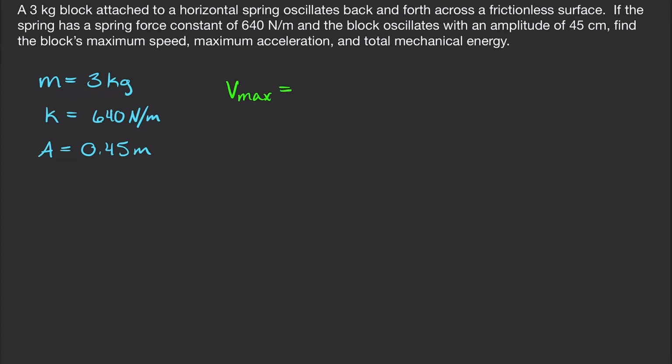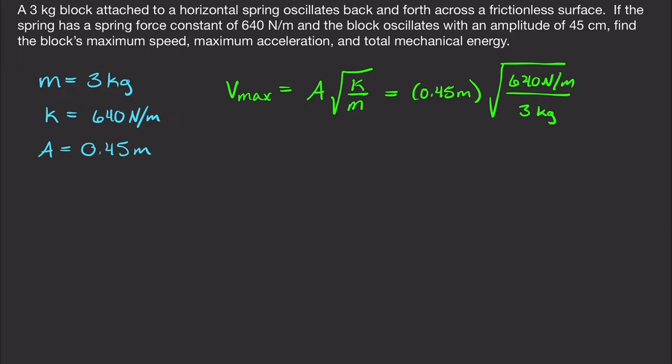So v max is the amplitude times the square root of k over m, which is 0.45 meters, times the square root of k, 640 newtons per meter, over the mass, 3 kilograms, and that comes out to 6.57 meters per second.